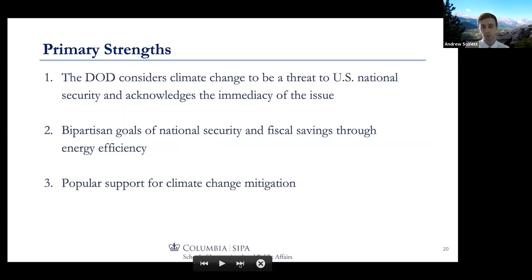However, the Department of Defense is still a key strength of this bill, as national security and the fiscal savings through energy efficiency are both bipartisan goals, and the Department of Defense, with its extreme spending power, can make a huge difference on combating climate change. In addition, over 80% of the United States population is in support of taking more aggressive action on climate change, including 60% of Republican voters, which have primarily been a demographic in the past that is opposed.